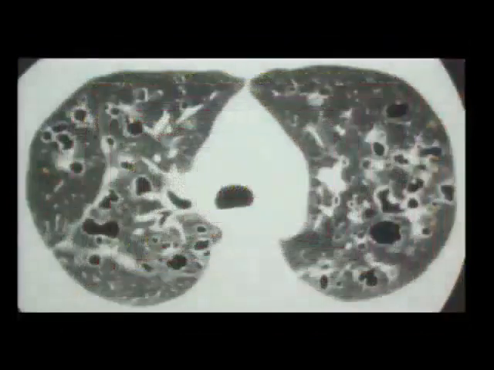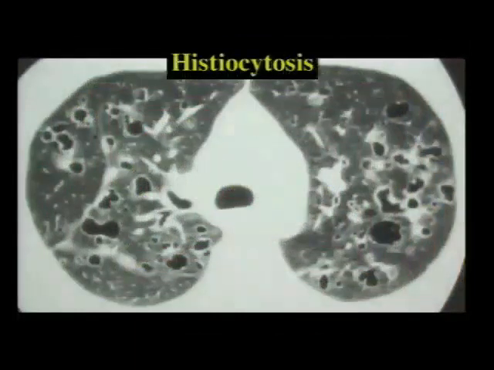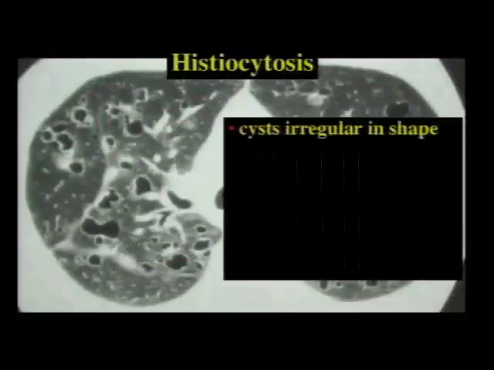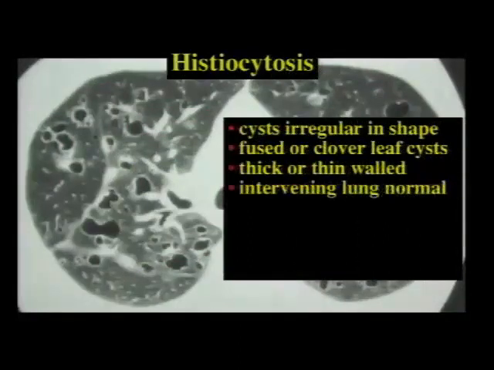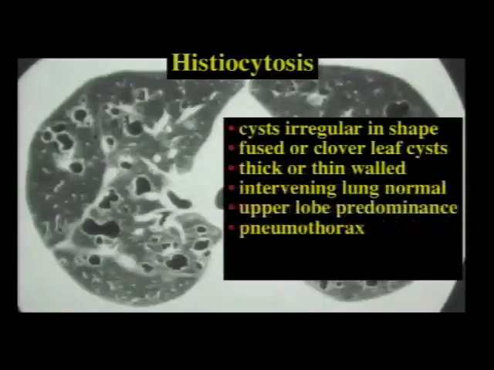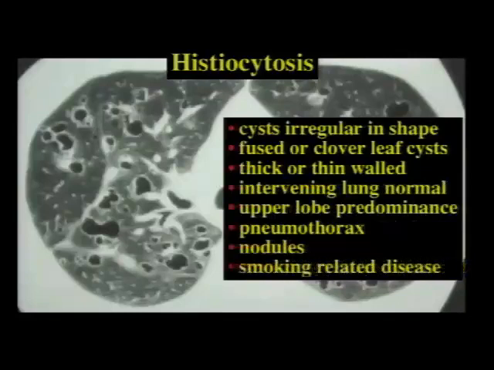Here is a patient with very irregular, thick and thin-walled cysts involving the upper lobes. This is histiocytosis and a quite typical appearance. What we see are cysts that are very irregular in shape. They may be fused or cloverleaf in shape, thick or thin-walled. Intervening lung looks normal. There's no intervening lung fibrosis. Distinct upper lobe predominance. Pneumothorax may occur if these rupture. Nodules may be seen in association with the lung cysts in relatively early cases, and this is considered to be a smoking-related disease in adults. It is very rare in adults to have histiocytosis unrelated to smoking.